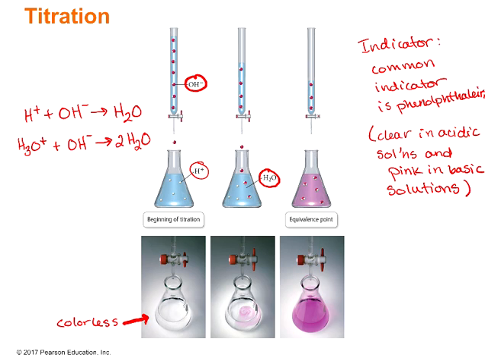And as we start adding base, you'll notice some color changes occurring. So some pink will start to appear. But if you swirl the flask, the pink color will disappear up until we reach the equivalence point. So remember, at the equivalence point, the moles of acid is equal to the moles of base. So it's at this point that we have a neutral solution.